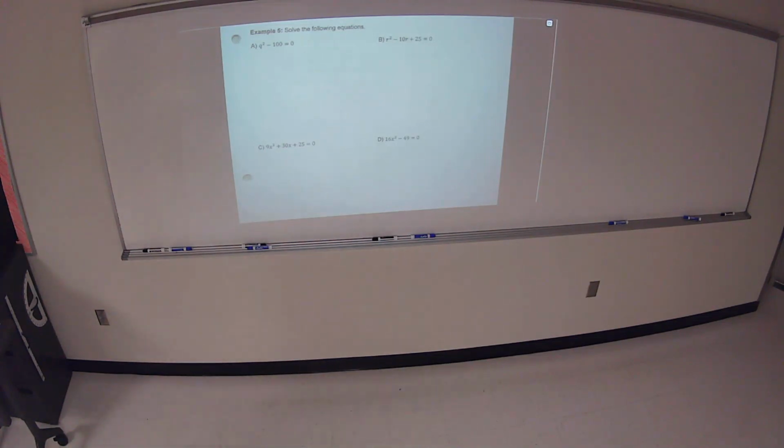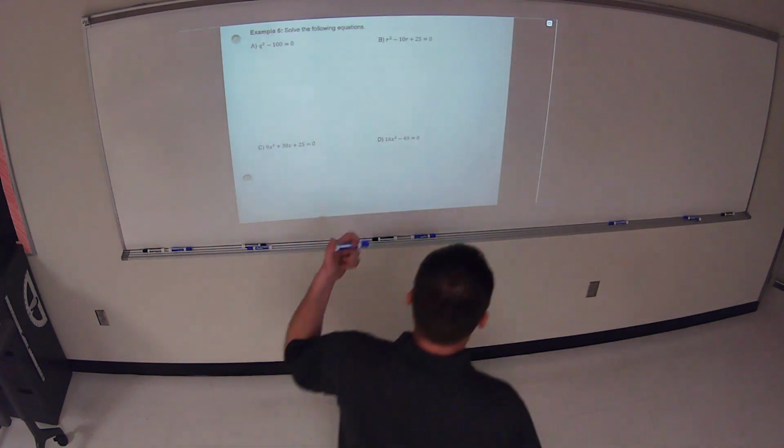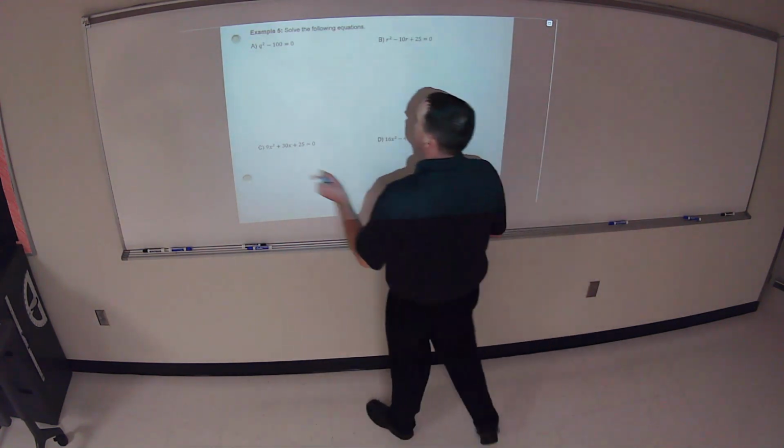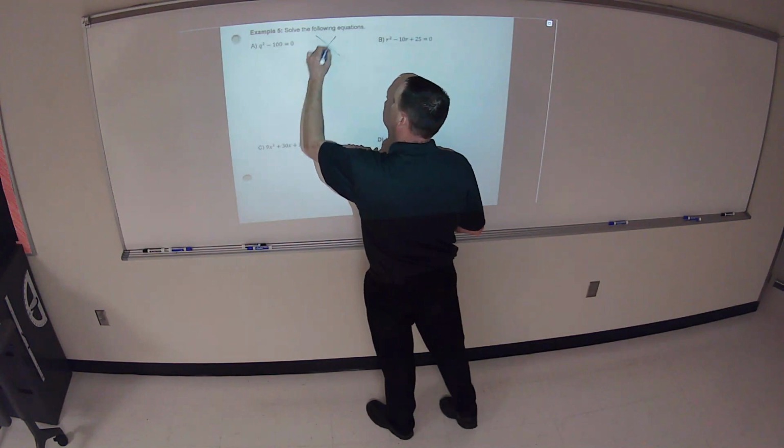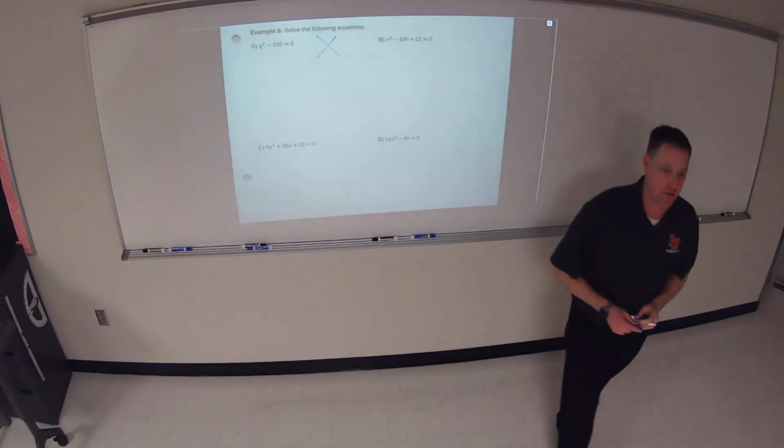So, problem number 1. Q squared minus 100 is equal to 0. First thing we must always do is make sure your equation is equal to 0. Check. Done. That's good to go. Now, is the left-hand side written as a product yet? No. So what we need to be able to do is factor that expression, Q squared and 100. Let's start with this. Do we have a greatest common factor? No. So if there is no greatest common factor, then let's factor using the magic X.